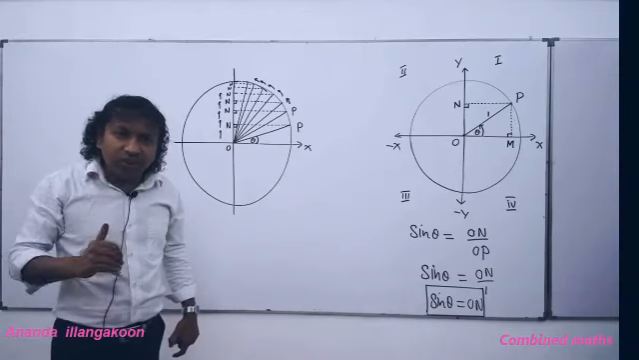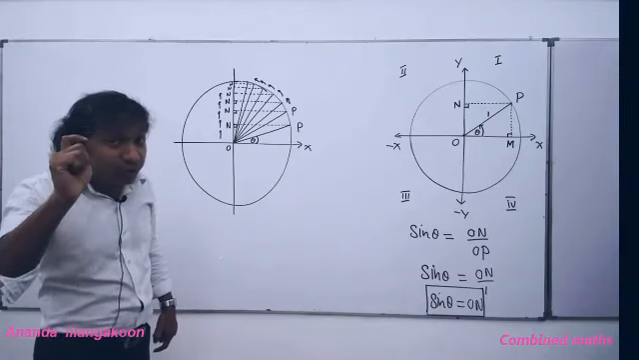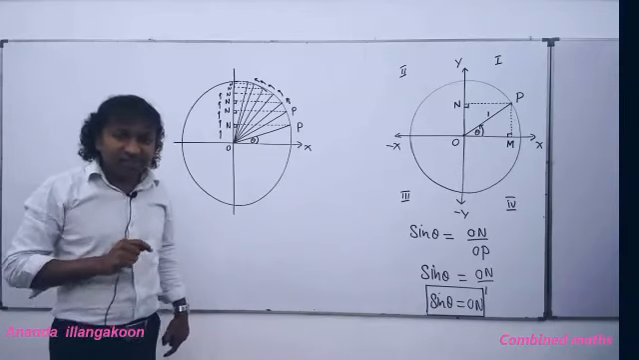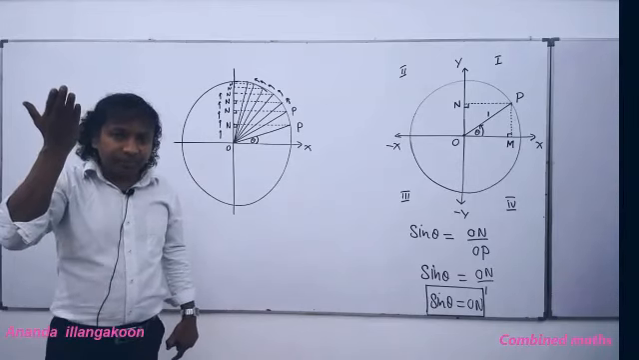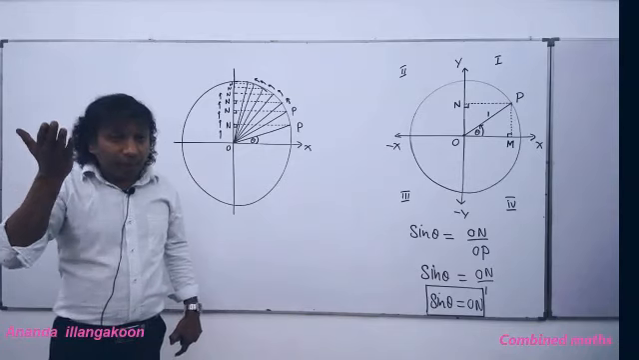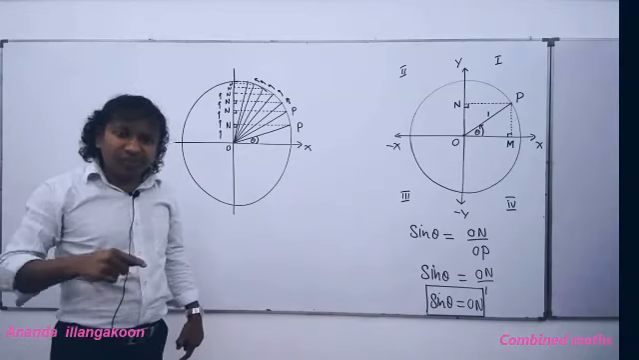ON is increasing, but the increasing rate of ON is decreasing. Understood what I said? ON is increasing. Increasing rate is decreasing. What's that?